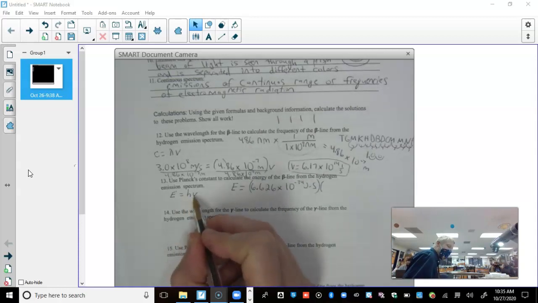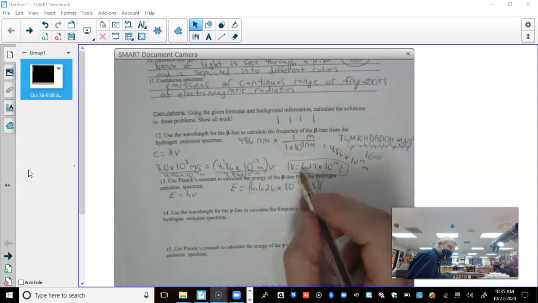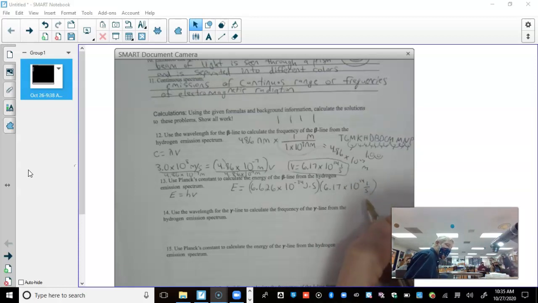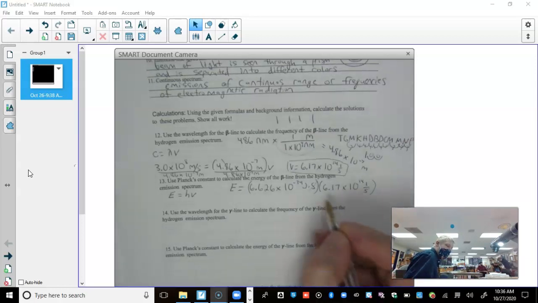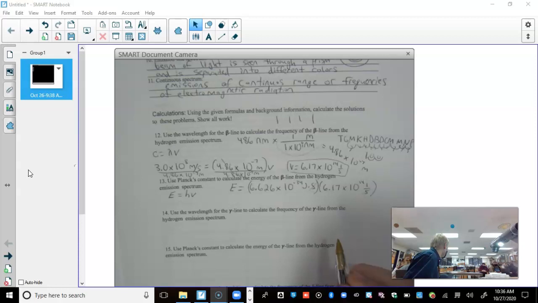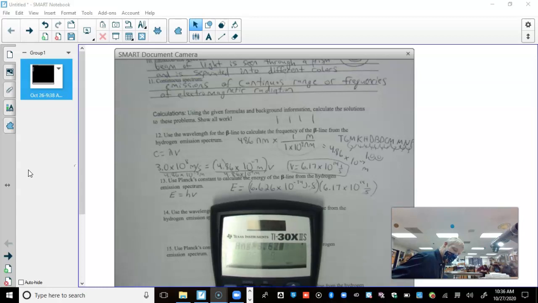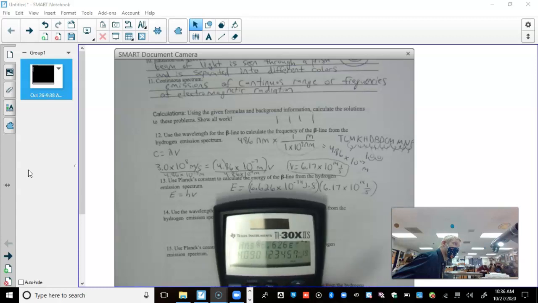Yep. So h times v is equal to my energy, and my v is 6.17 times 10 to the 14th hertz, also known as 1 over second. I'm leaving in the 1 over second so that you can see how my seconds cancel out, and I'm left with joules, the unit for energy. So I take my 6.17 times 10 to the 14th, times 6.626 e negative 34, and I'm getting 4.1 times 10 to the negative 19.